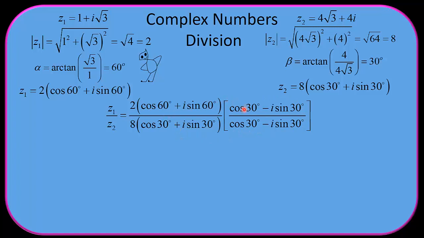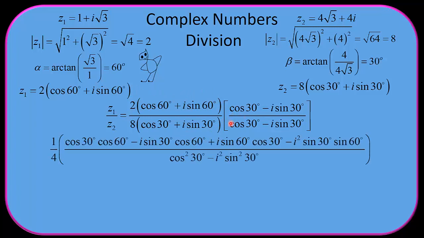See? So I'm just multiplying by the conjugate of the bottom over here. Z1 divided by Z2, that's this part right here that I'm circling. Okay, then I multiply by the conjugate. Let's see what this turns out to be.